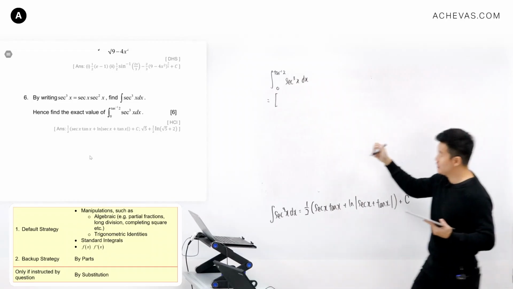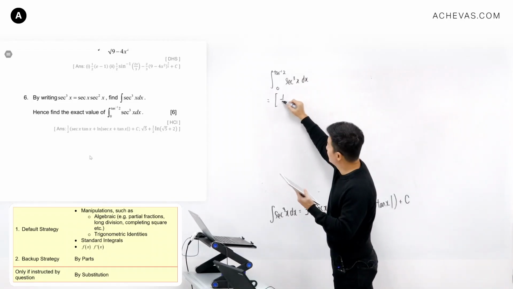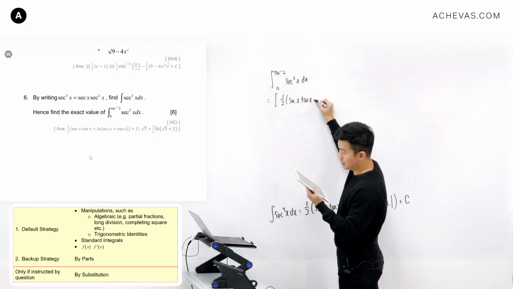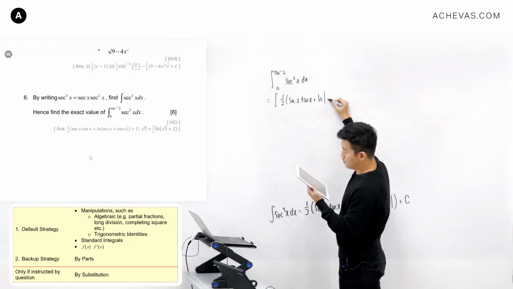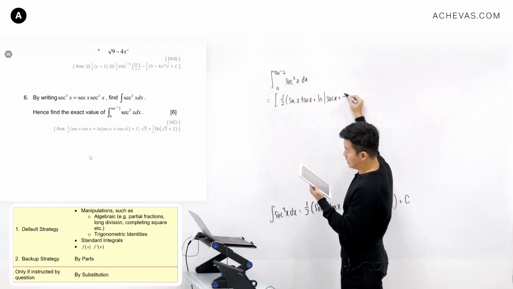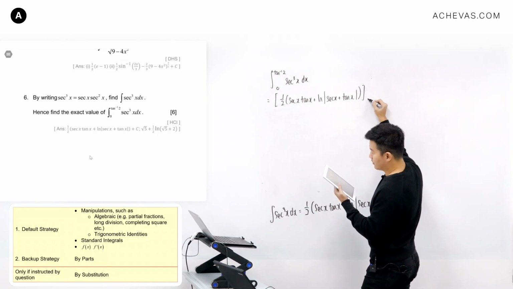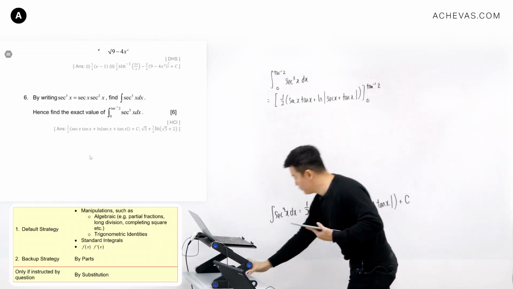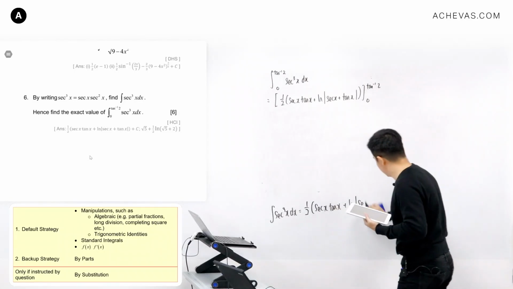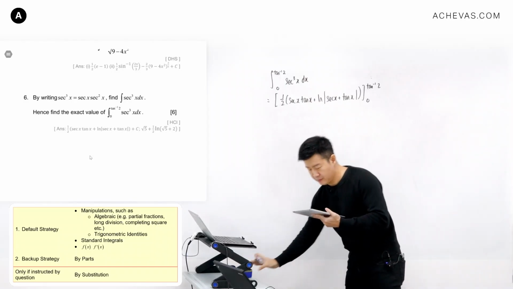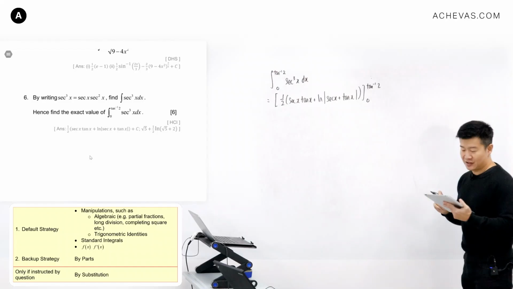but I'm going to just write it down. So it is going to be half secant x tangent x plus ln of modulus secant x plus tangent x, and close bracket. This is going to be from 0 all the way until tangent inverse 2. We need the exact result.